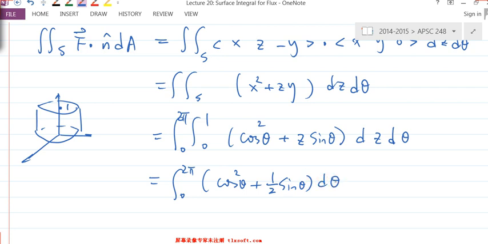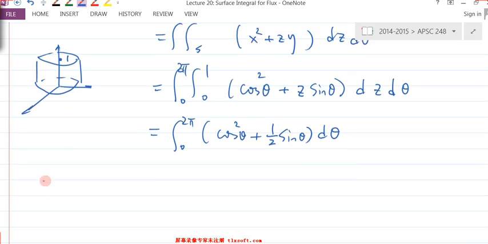Okay, so this is the integral here, right? This 1 over 2 sine theta is pretty easy to do. And this cosine theta squared, if you recall, the formula sheet has this formula: cosine theta squared equals. You can use this trig identity. Let's say on a final, we have that. It's already included in the formula sheet.